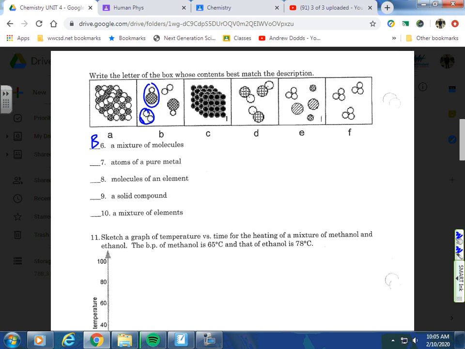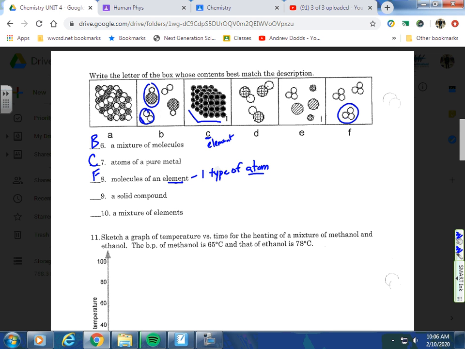7, atoms of a pure metal. This is pure, all the same atoms stuck together as a solid. This is going to be a metal. Molecules of an element. If it's an element, it only has one type of atom. Not talking about particles, atoms. So all the atoms have to be the same. So C looks like that would definitely be an element. But what we're looking for is the molecules like this. That's going to be F for number 8.